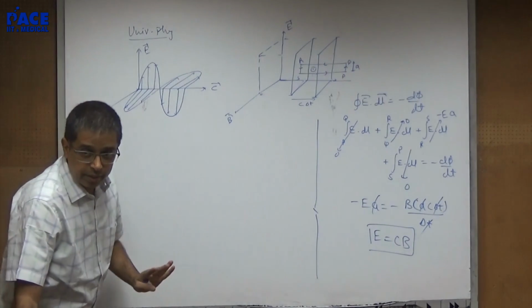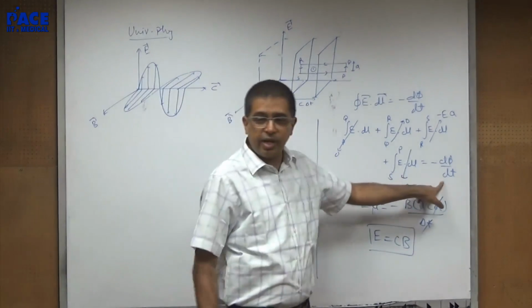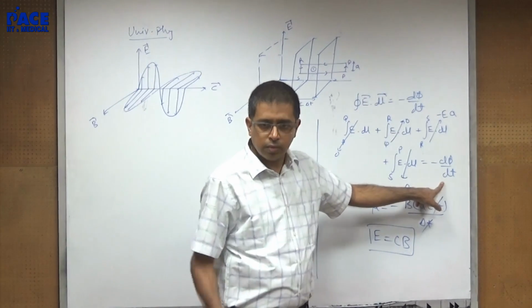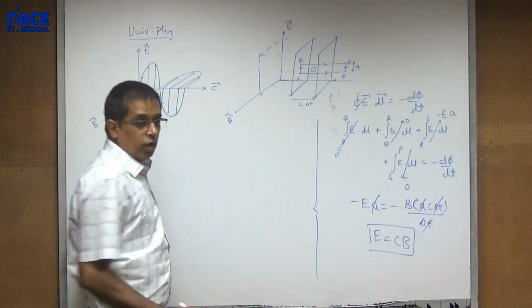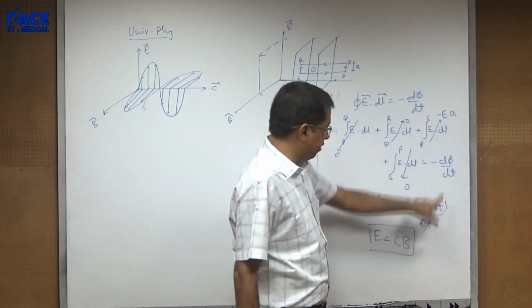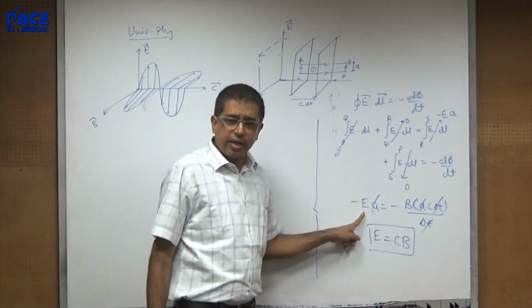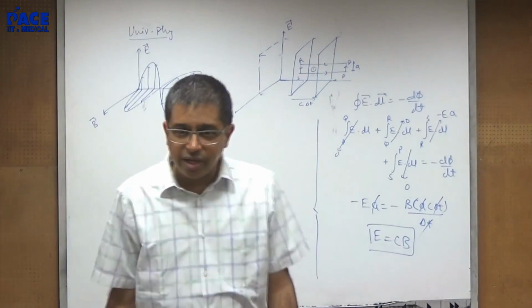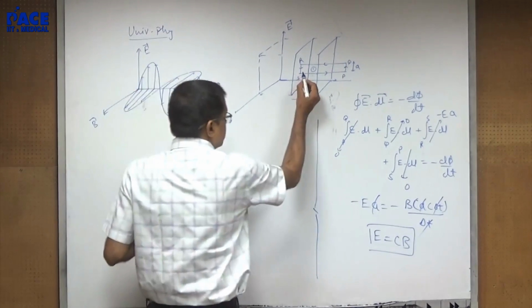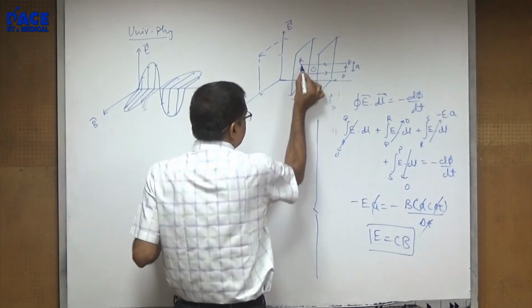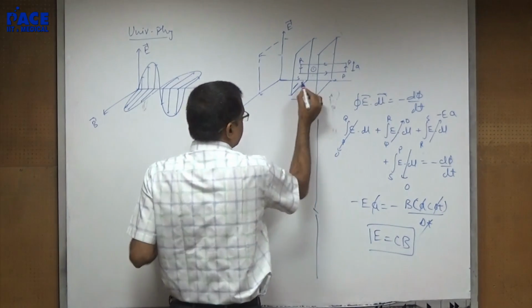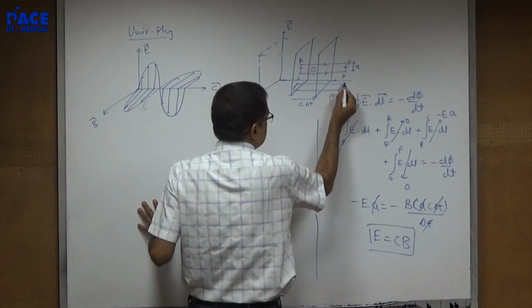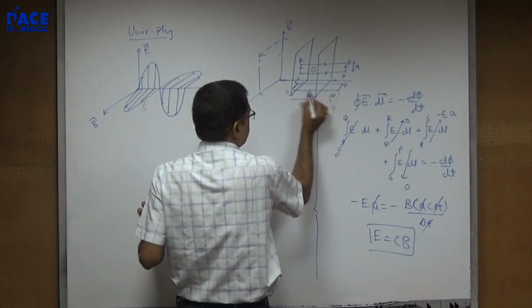Problem is not yet over. Are you people able to see the right part of the board? Yes, sir. Okay. Now, problem is not yet over. Time varying magnetic field produced an electric field. Now, time varying electric field should produce a magnetic field. See what happens. Below this line, I will draw this line. And this will be PQRS now.